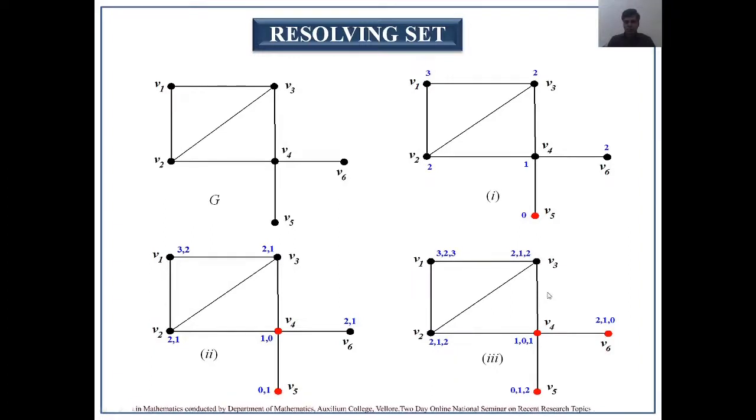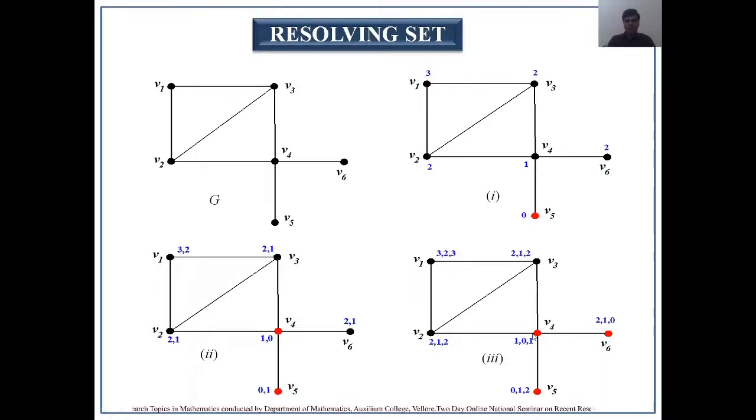Now, is there any same representation? I can see that V2 and V3 have the same representation. Here also 2 and 2, here also 2 and 2. Therefore I conclude that the vertex set consisting of these three vertices V5, V4 and V6 is not a resolving set for this graph G.